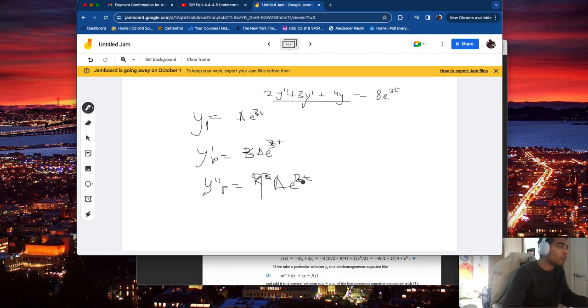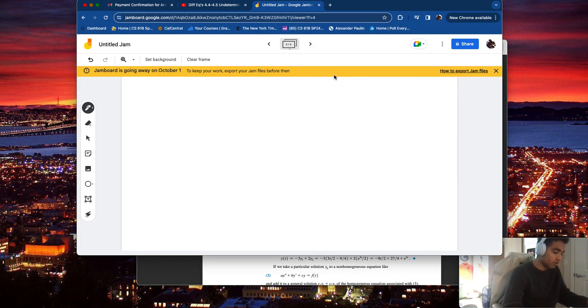Then you would plug all of these 3s in respectively, and then figure out how there's an 8 in this scenario, and then find the constant for a, and then write yp plus yh as the general solution. Okay, moving on to the more complex scenarios.